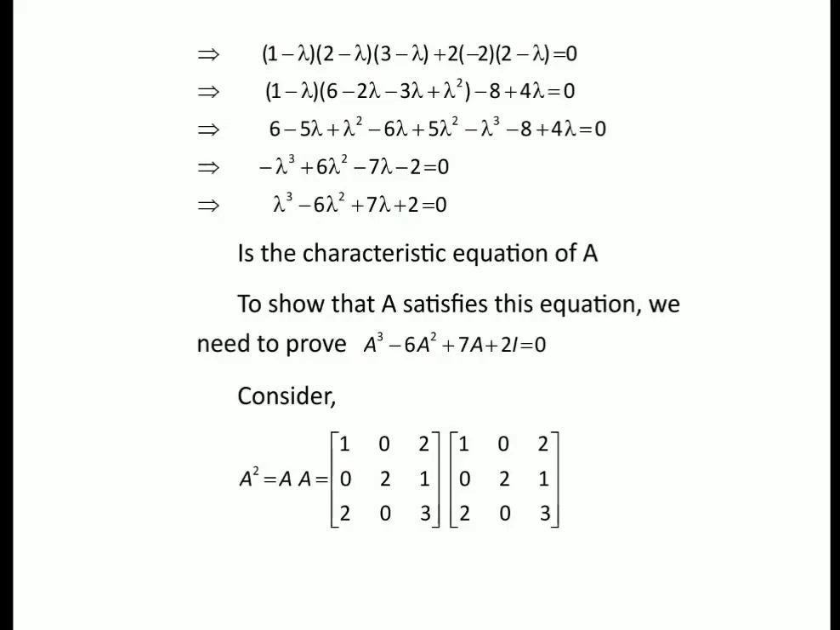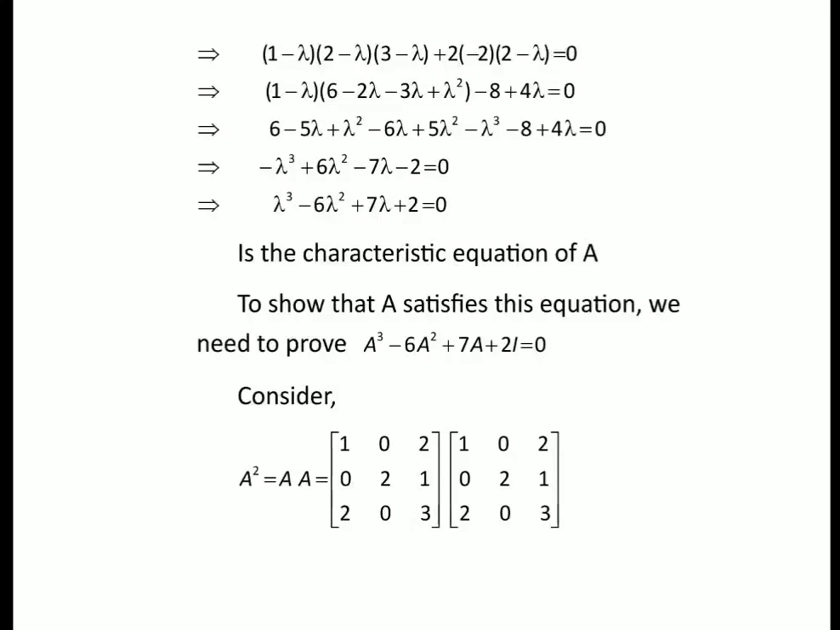You will get 1 minus lambda into 2 minus lambda into 3 minus lambda plus the second element into minus 2, and because the second element is 0, 0 into anything is 0, and the third element is 2 into minus 2 into bracket 2 minus lambda. After simplification of these brackets, you will get lambda cube minus 6 lambda square plus 7 lambda plus 2 equal to 0, which is the characteristic equation of matrix A.